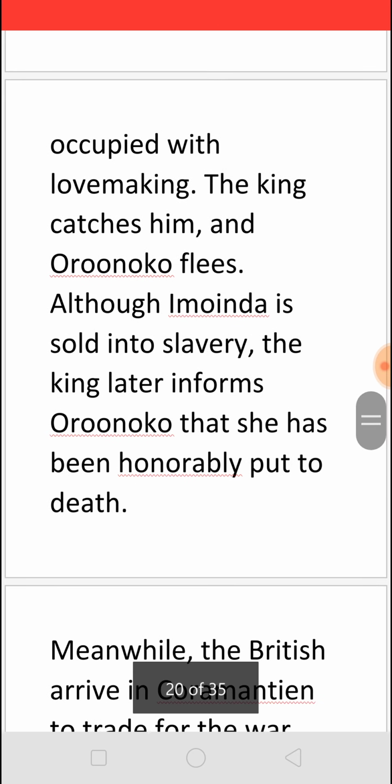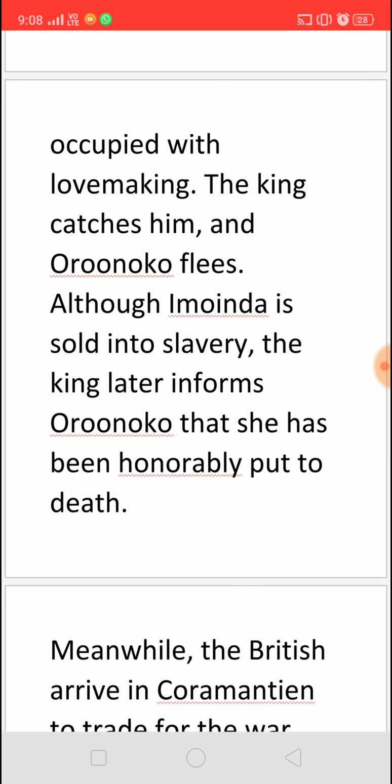Now, getting angry at Imanada, because since she has accepted the veil she is his wife, the king sells her as a slave. But he tells Oroonoko that she was put to death honorably.